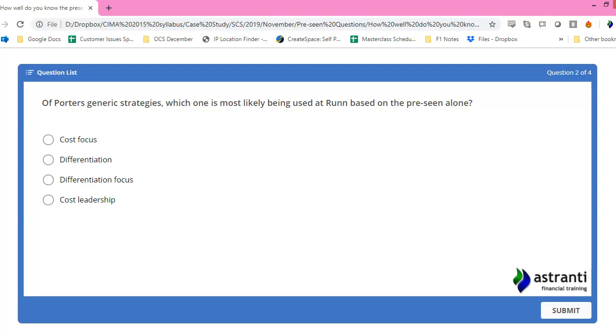Of Porter's generic strategies, which one is most likely being used at Run based on the PreSeen information alone? So again, we might be given more information within the unseen that changes our mind on this, but at the moment we can only go based on the PreSeen information, and this is obviously the 4 parts of Porter's generic strategies: cost focus, differentiation, differentiation focus, or cost leadership. And this is the separation of whether we are going after very specific demographics or we are competing on price or on the quality of service.